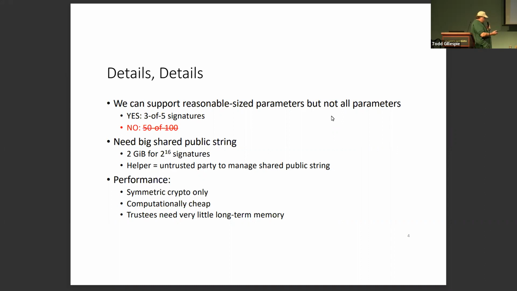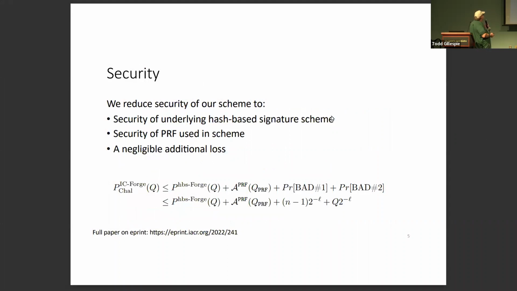We provide in our paper protocols involving an untrusted helper whose only job is to manage the public string, and who doesn't have the power to forge signatures, do anything bad to you, can't even censor signatures. All he can do is just deny service. Other than that constraint, we have extremely good performance. It's symmetric crypto only, point-to-point communications, no broadcast channel or anything horrible like that. Computationally very cheap. The trustees don't need a lot of memory, so it's actually quite practical.